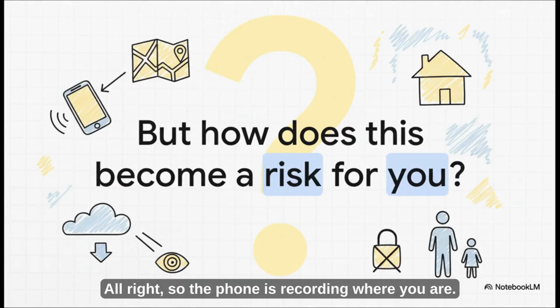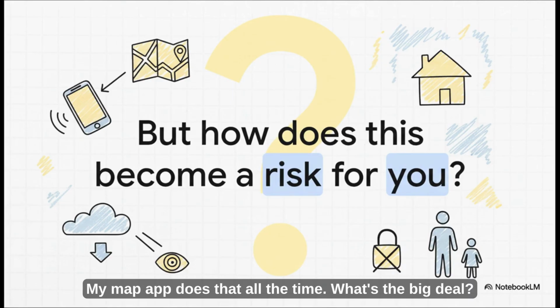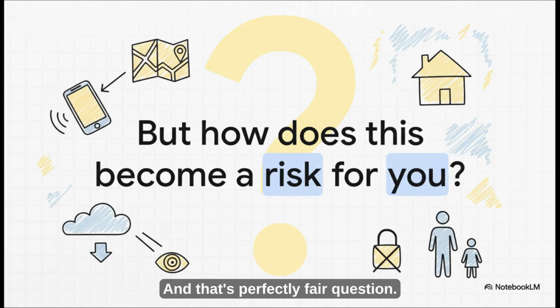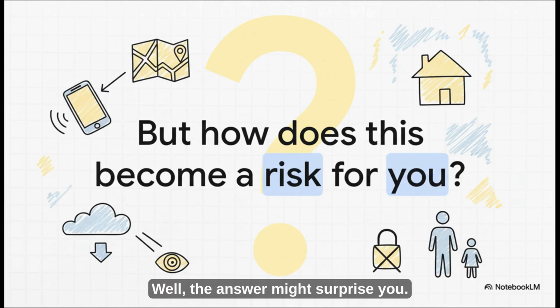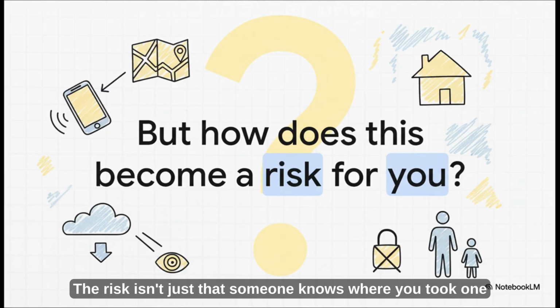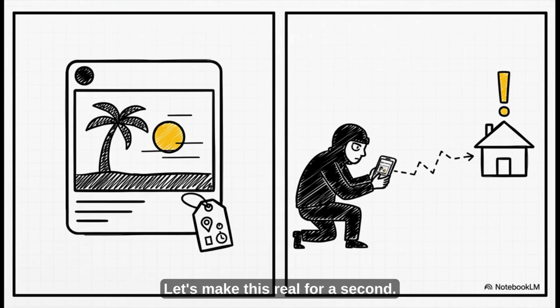All right, so the phone is recording where you are. You might be thinking, so what? My map app does that all the time. What's the big deal? And that's a perfectly fair question. Why should we be so worried about our phones tagging the location of our pictures? Well, the answer might surprise you. The risk isn't just that someone knows where you took one photo. The real danger is what they can do by connecting the dots. Let's make this real for a second.